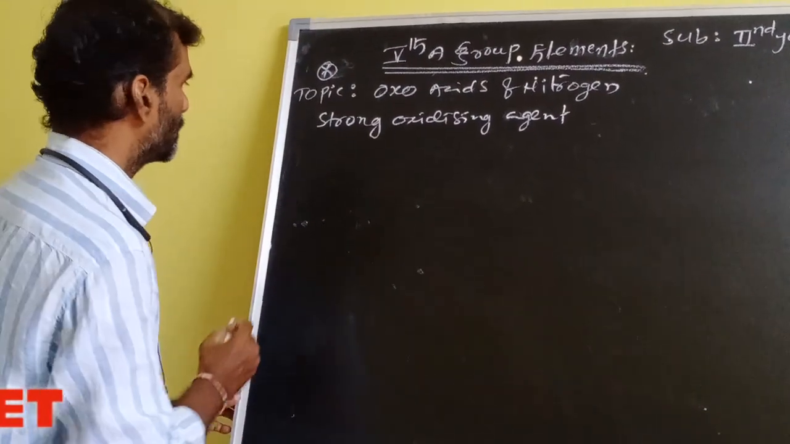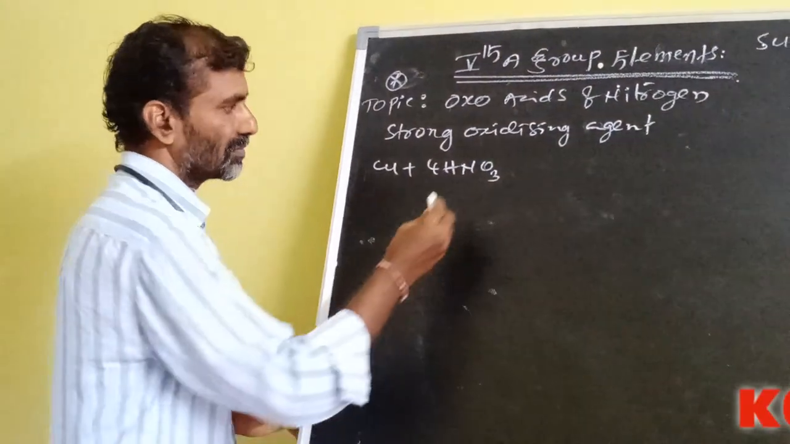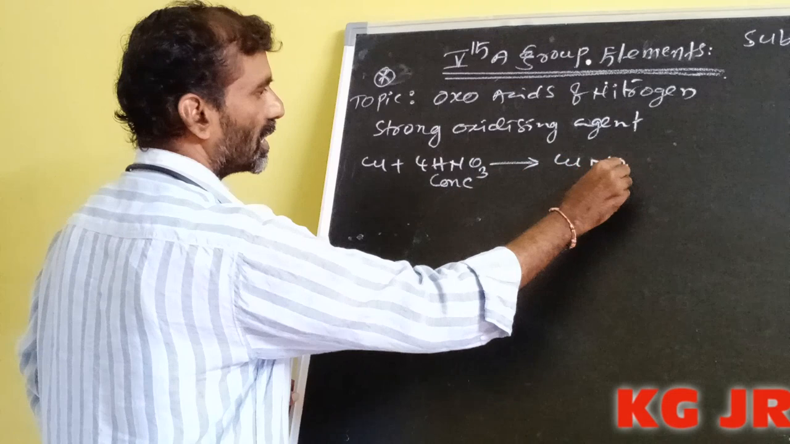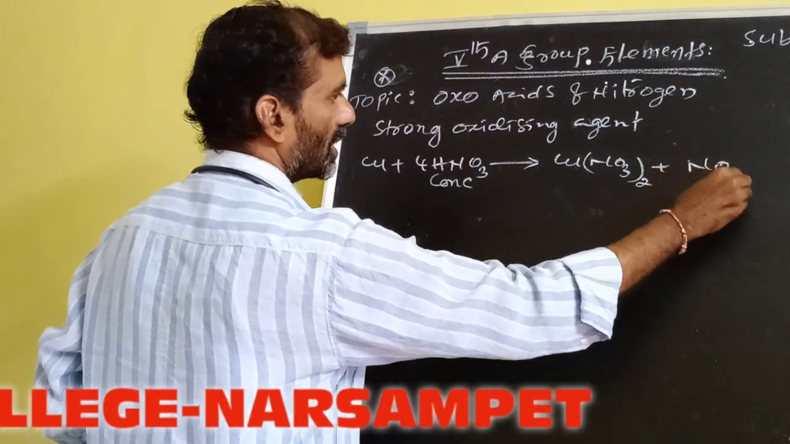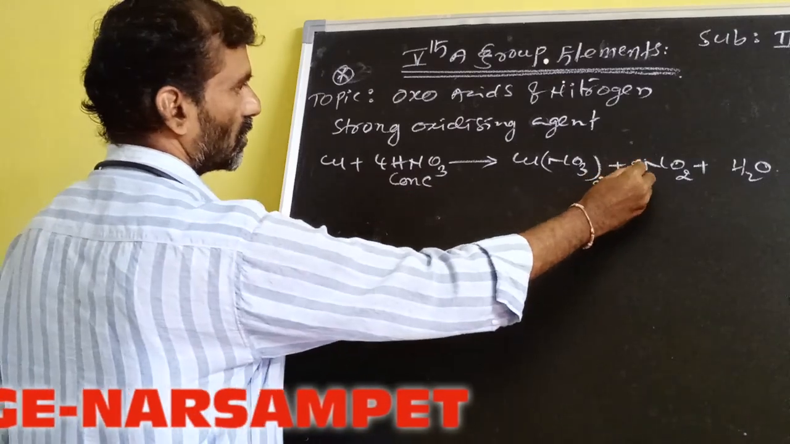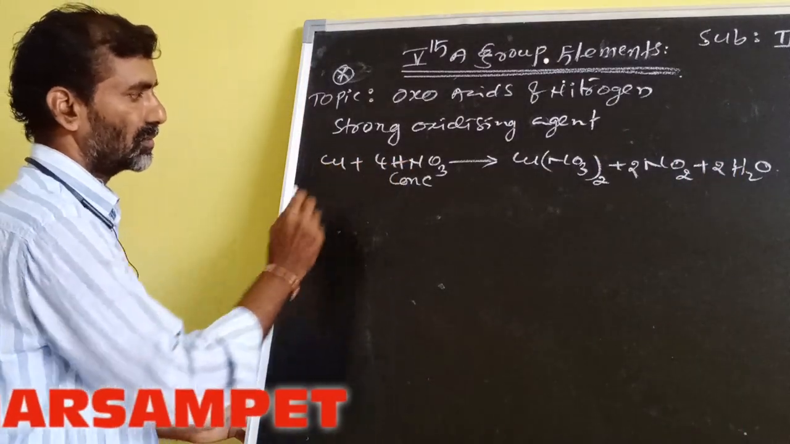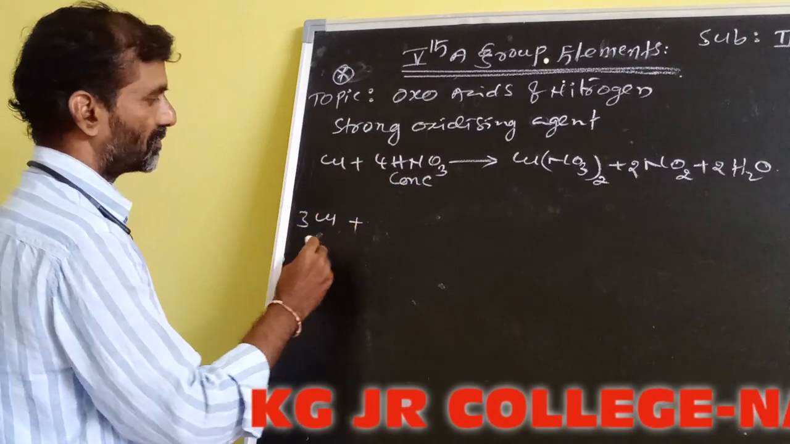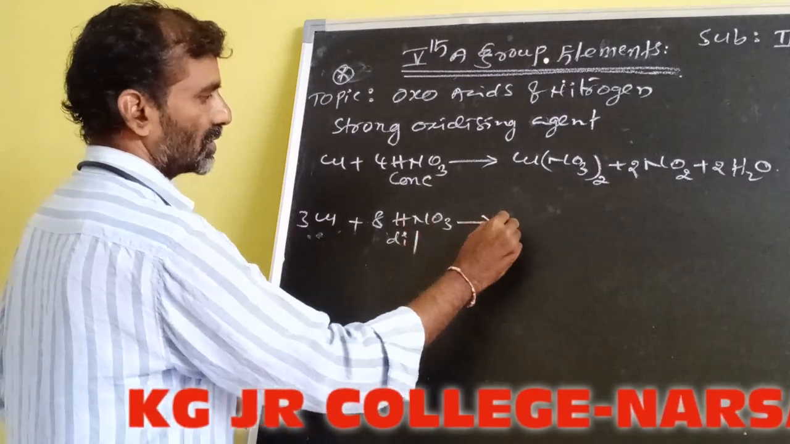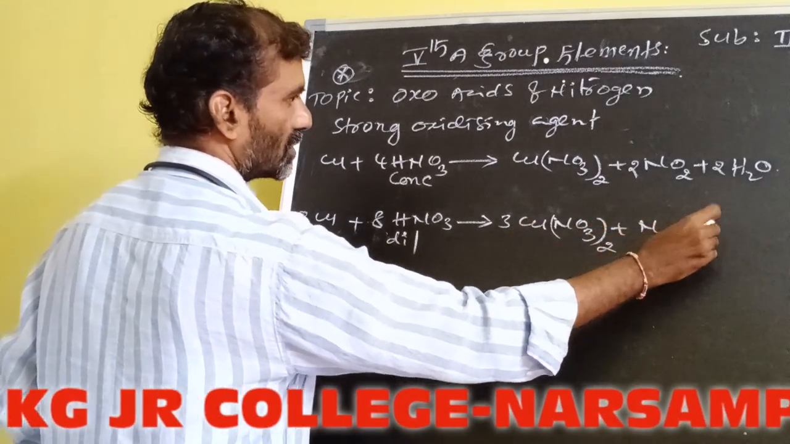Here some reactions are given. First of all, copper plus nitric acid, only if it is concentrated, gives copper nitrate plus nitrogen dioxide plus water. 4 moles of HNO3, 2 moles of NO2, 2 moles of water. This is the balanced equation with concentrated HNO3. Next, 3 moles of copper with 8 moles of HNO3. It is dilute HNO3. It gives 3 moles of copper nitrate plus N2O plus water.